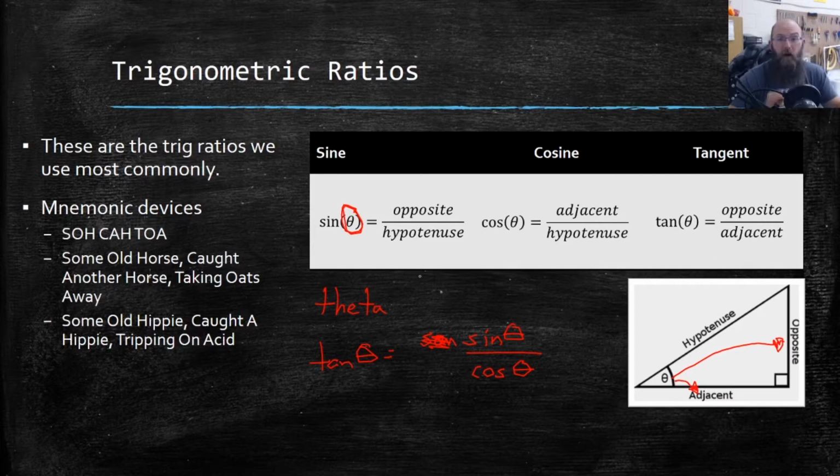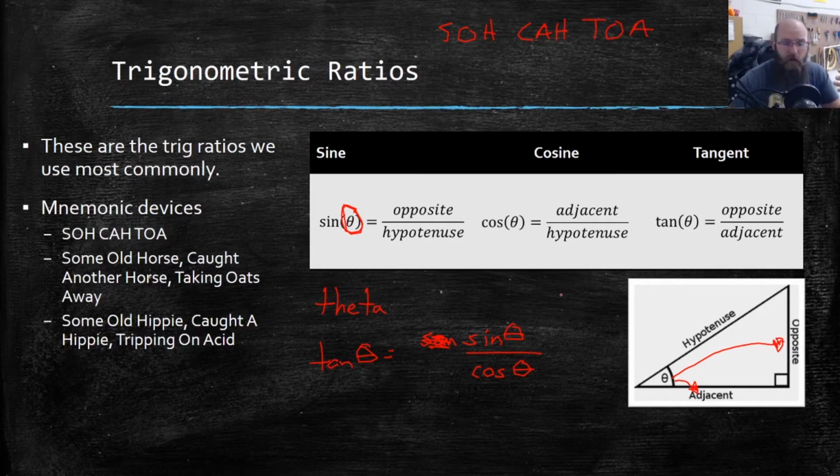All right. There are some mnemonic devices because this can be challenging to remember all of this. They're big words. I get it. Over on the left, a lot of people just say SOH CAH TOA, just to help them remember, and they'll write it at the top of their paper. There's a story about somebody getting their toe hurt by a cow. It's a whole thing. Look that up if you're interested.